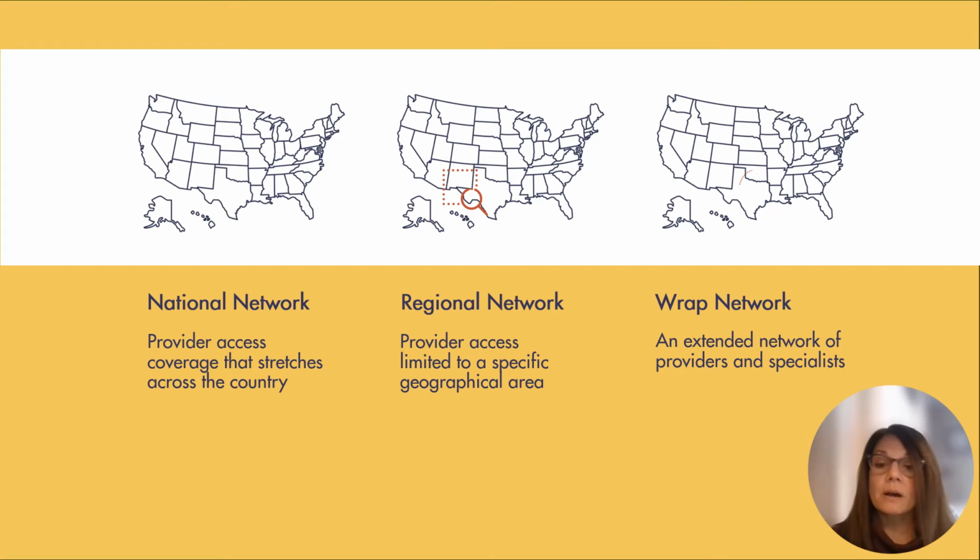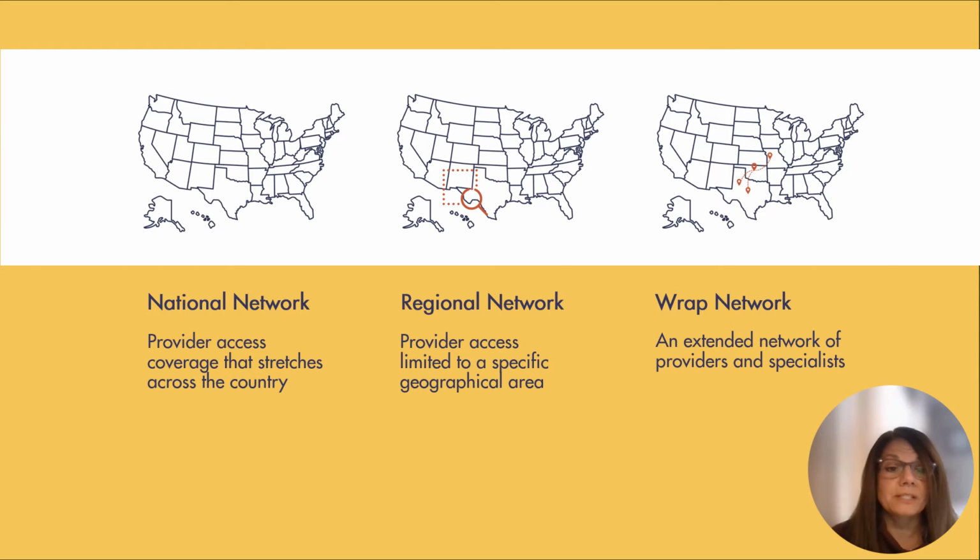So if you have members on your plan who have college students, or they are snowbirds and they work remotely and they're in a different location for the winter months, where are they going to seek care in those situations and still save some amount of money? So a wrap network is good in those situations.